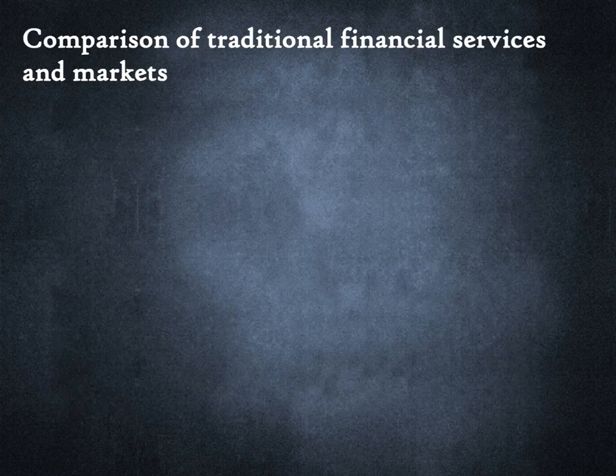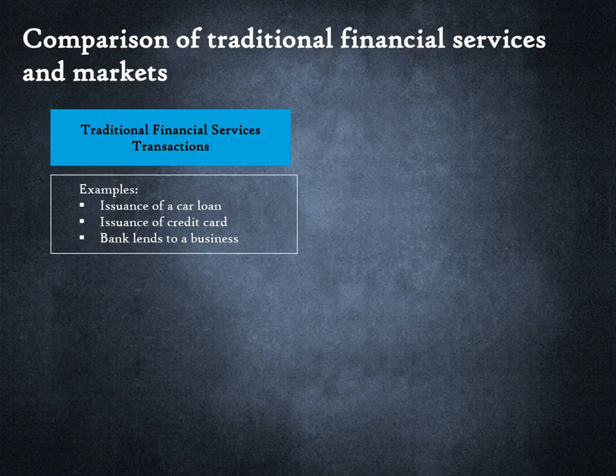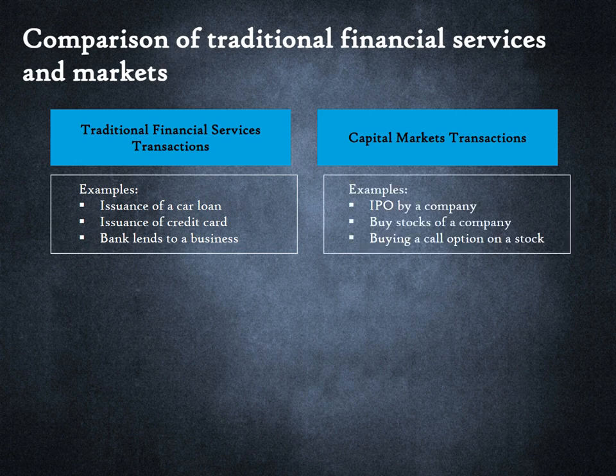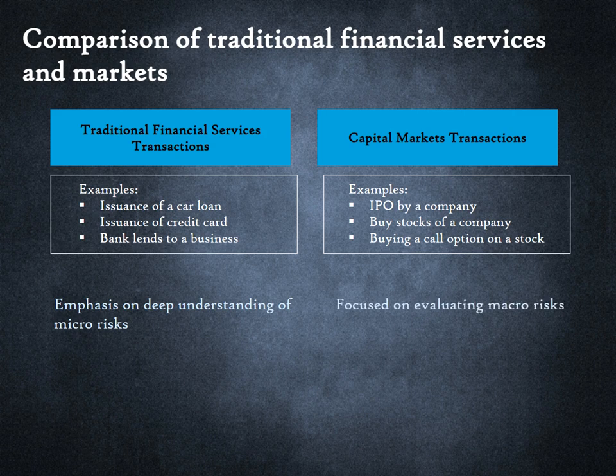There are some broad thematic differences between traditional financial services and capital markets transactions. First, traditional financial services is focused on evaluating micro risks like the risk of theft in a neighborhood. Capital markets are concerned with macro risks like shifts in government policy. Second, traditional financial services are delivered one unit at a time. One bank account is opened. One credit card is approved.